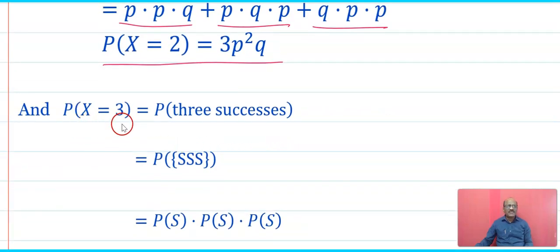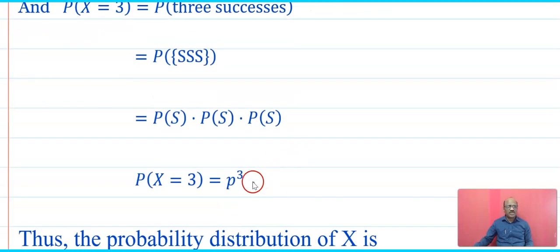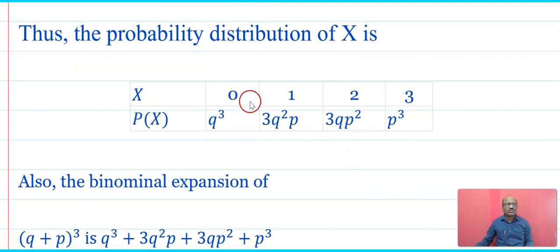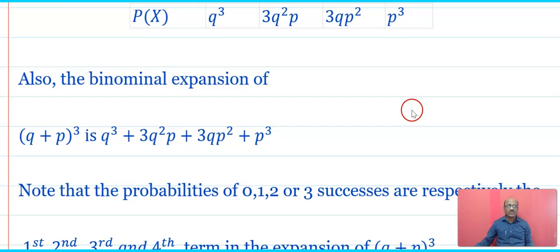And when capital X is equal to 3, all 3 successes are there. Then SSS, then the P of S into P of S into P of S. It means that P of X equals 3 is equal to P cube. Thus the probability distribution of X is: when 0 success, it is Q cube, 1 success, 3Q square P, 2 successes, 3QP square, and 3 successes, it is P cube.